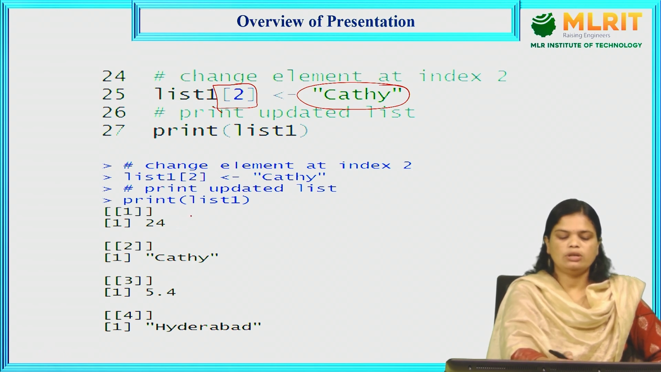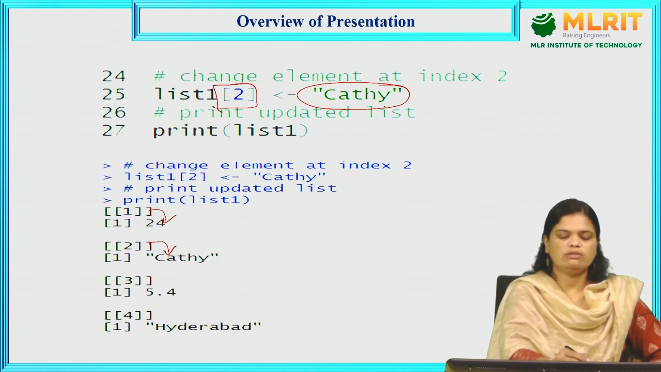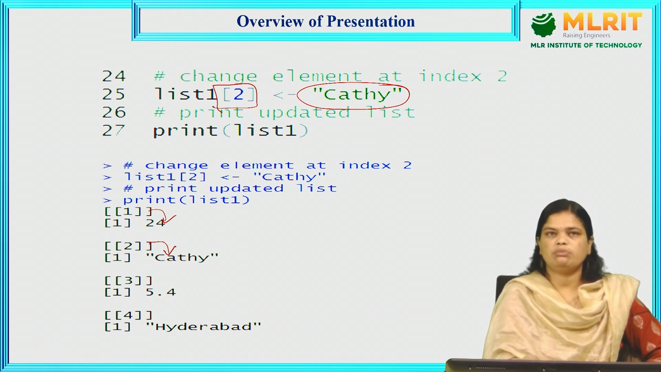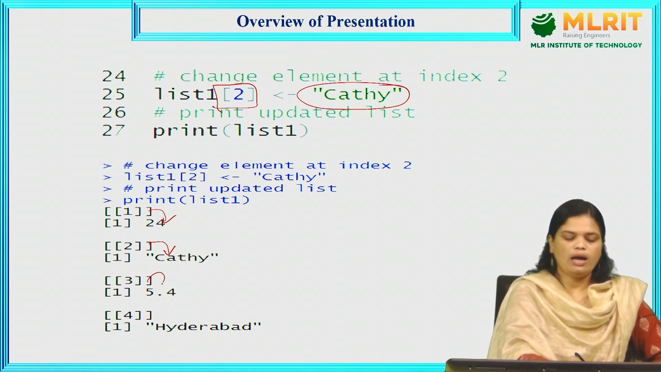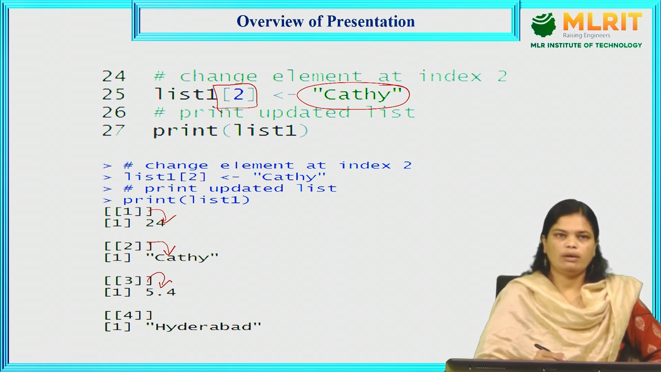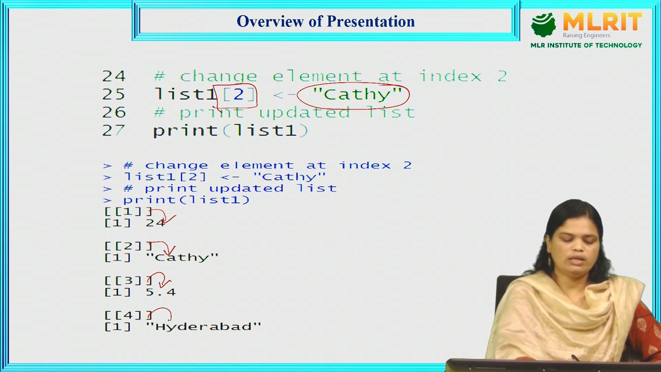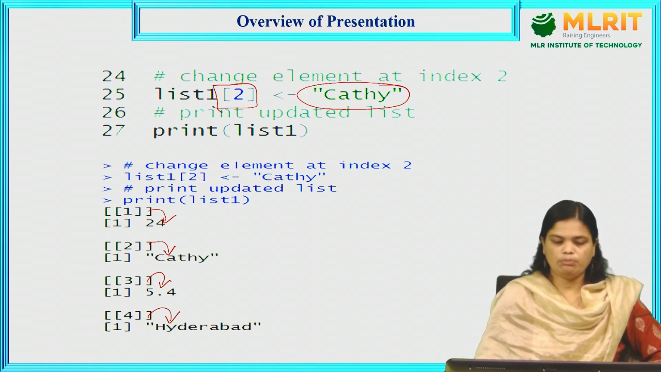And now observe here in the output, in index value 1 we have 24, in the index value 2 that we have changed. Previously it was Anvi, now we have changed it to Kathy. And in the index value 3 I have got 5.4, in the index value 4 I have got the same previous data, Hyderabad.